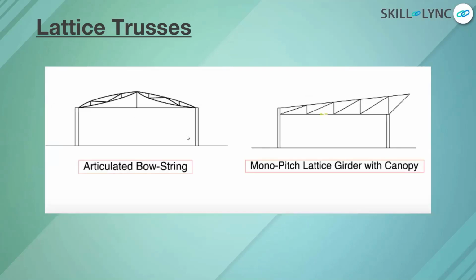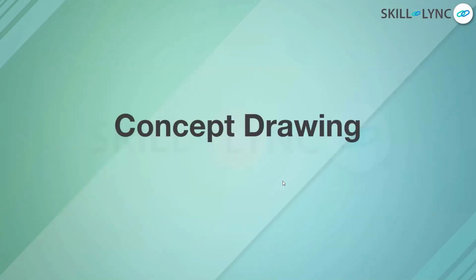Depending upon the elevation, we also go with an articulated bowstring lattice truss, and this is a monopitch lattice girder with another canopy attached to it. So these are some of the types of lattices.